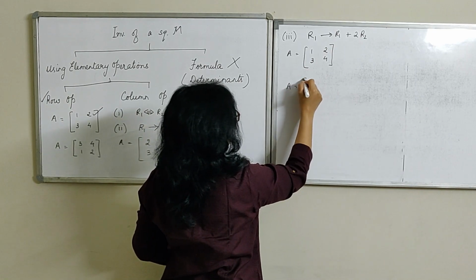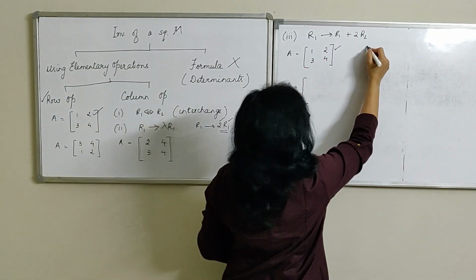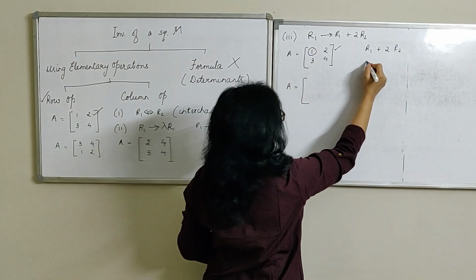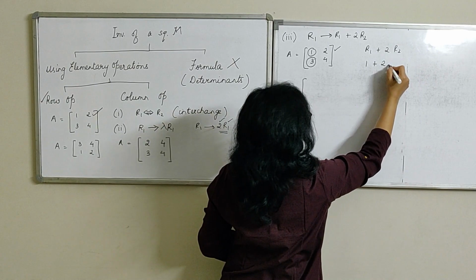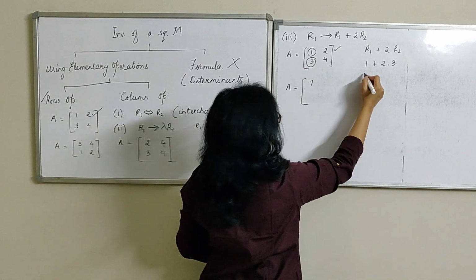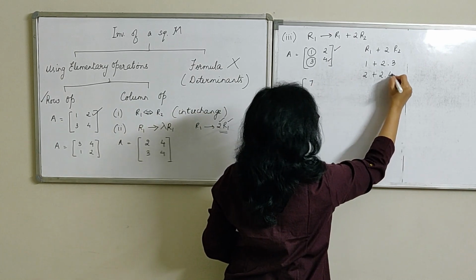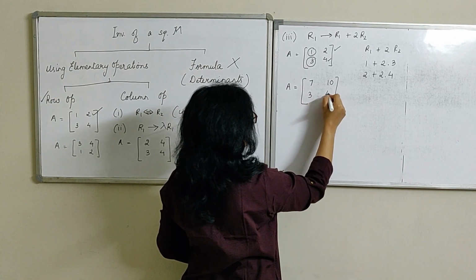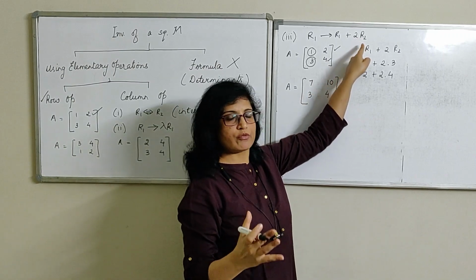If we perform this row operation on this matrix, the elements of row 1 will change. The operation is this, adding corresponding elements. So the first element 1 plus twice of the corresponding element of row 2. So the element obtained here is 7. Next, row 1 element is 2 plus 2 times this element, which is 4. So that gives us 10. So the first row has changed by adding twice of corresponding elements of the second row.